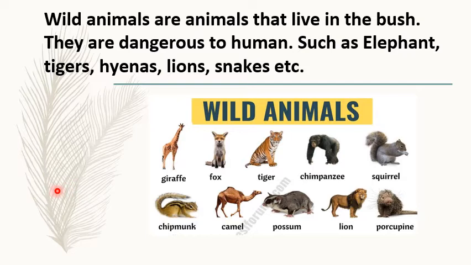Let's repeat the pictures we have. Giraffe. Say it. Good. Fox. Tiger. Chimpanzee. Good. Squirrel. Good. Now the next is chipmunk. Good. Camel. Possum. Say it. Possum. Look at this word. It looks like a rat, but it's a wild animal. Now this is the lion. Oh, we have it on the picture. Good. Porcupine. Good. These are some wild animals.